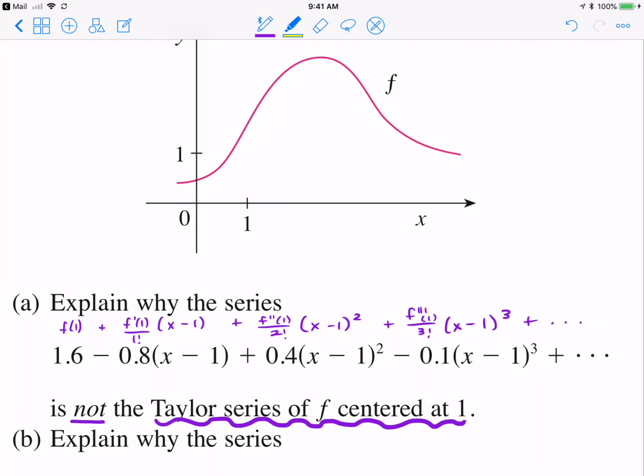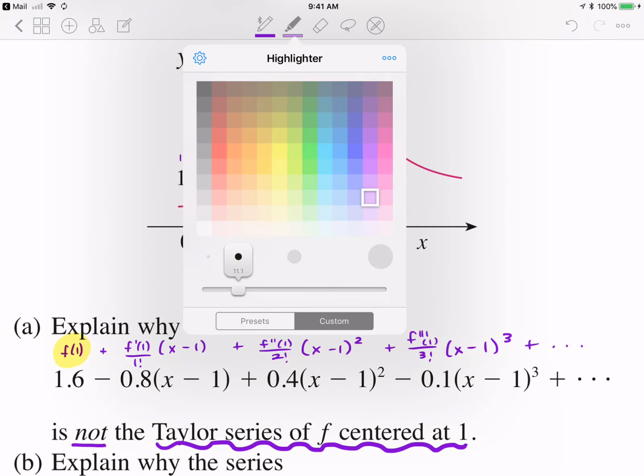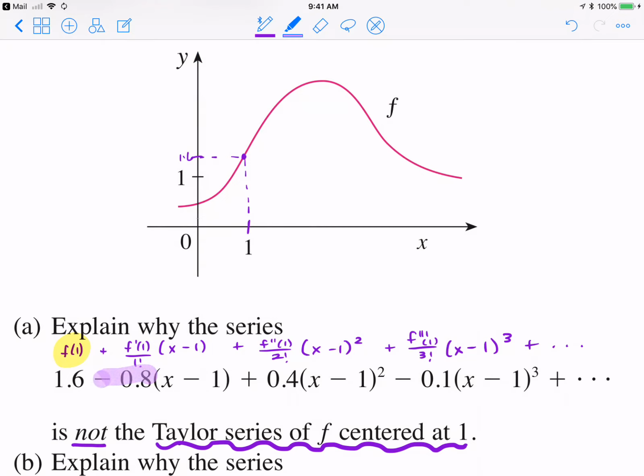Well, let's see here. Maybe they could. The first thing I'm looking at is 1.6. Could that be f of 1? So now looking here, here's 1, my f of 1. So maybe that's 1.6. Okay, I'll take it. What about our second coefficient? Could negative 0.8 be f prime of 1 over 1 factorial?